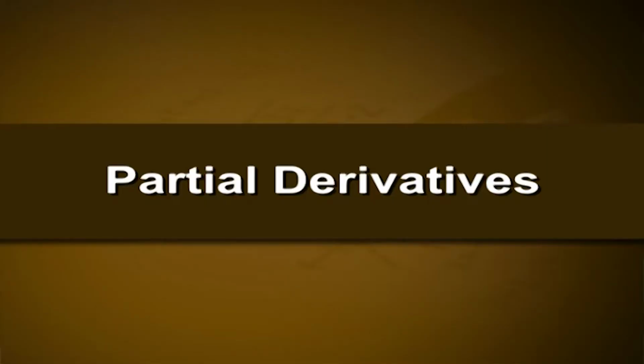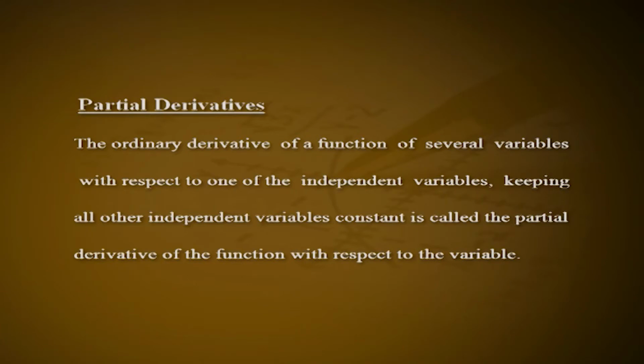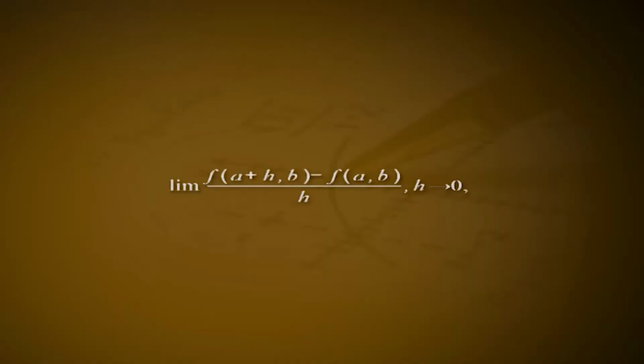Partial derivatives. The ordinary derivative of a function of several variables with respect to one of the independent variables, keeping all other independent variables constant, is called the partial derivative of the function with respect to the variable. Consider z is equal to f(x, y). Then the limit of f(a + h, b) minus f(a, b), all divided by h as h tends to 0, if it exists, is said to be the partial derivative of f with respect to x at the point (a, b) and is denoted by dou z dou x at the point (a, b) or f_x at (a, b).